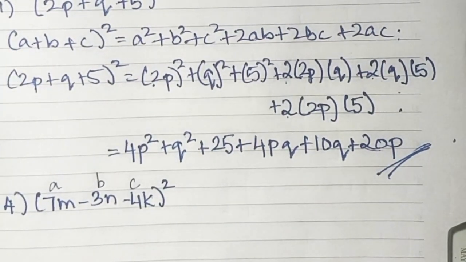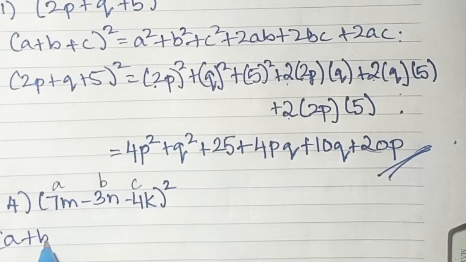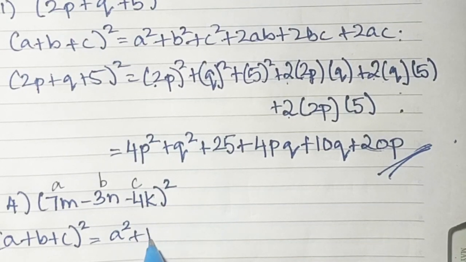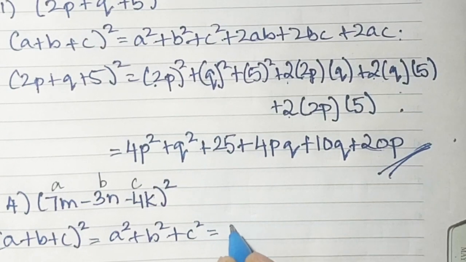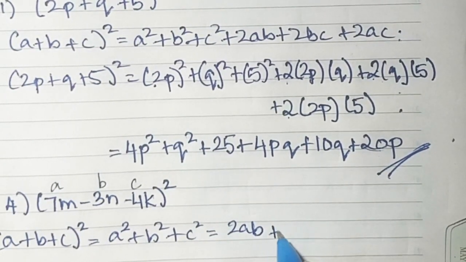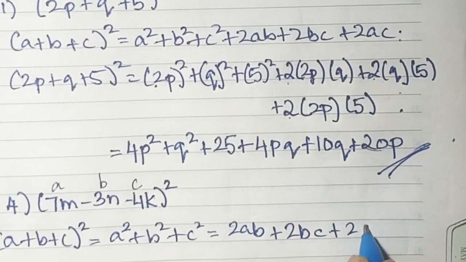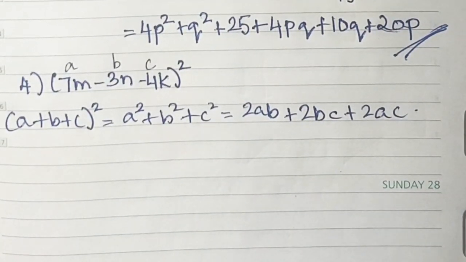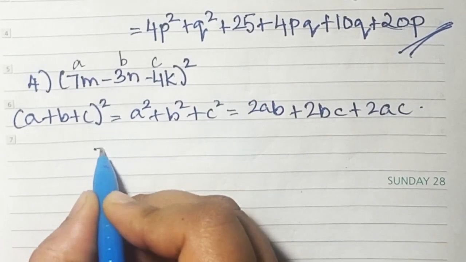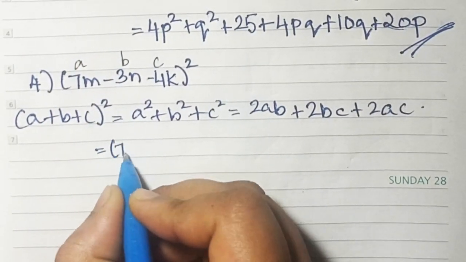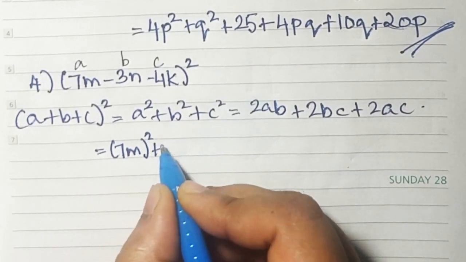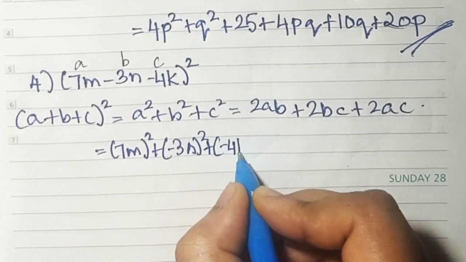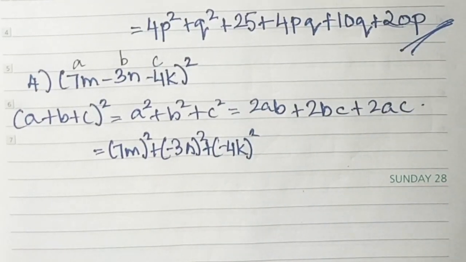After this, the formula. (a plus b plus c) the whole square is equal to a square plus b square plus c square plus 2ab plus 2bc plus 2ac. Now let's start substituting. First is a square: a square means (7m) square. b square means (minus 3n) square. c square means (minus 4k) square. This is plus.